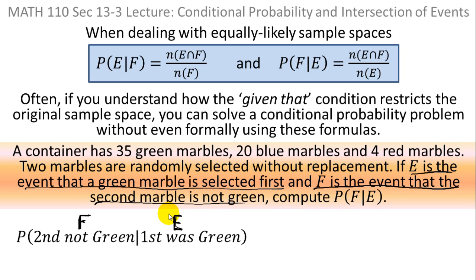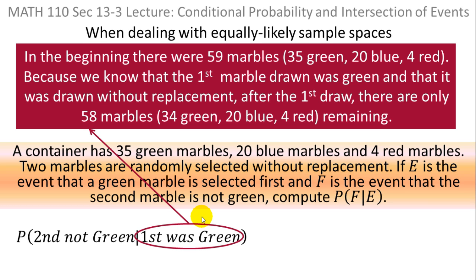In any case, now that you've written it out, you look at the condition that's already occurred. E is what's already happened. You already know that the first one was green. So if you look at it from that point of view, there started out being 59 marbles: 35 green, 20 blue, and 4 red. But if you know the first one was green, then instead of having 35 marbles that are green, you now only have 34 that are green. The number of blue and red stayed the same, which means you have only 58 marbles left.